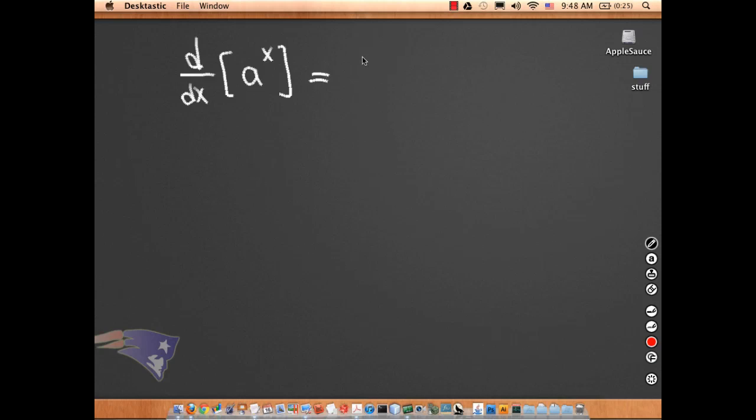That's exactly right. So this is the limit as h goes to 0 of a to the x plus h minus a to the x all over h. And that's where it all begins.